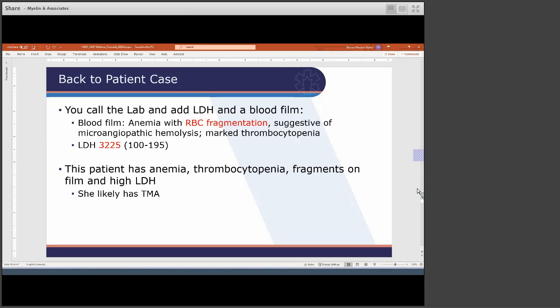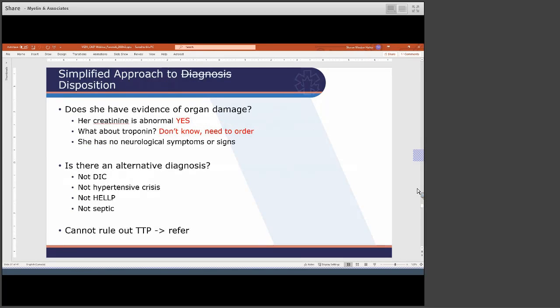Okay, so you call the lab, you add the LDH, you add a blood film, and the blood film comes back as anemia with red blood cell fragmentation, suggestive of microangiopathic hemolysis. And they, in fact, confirm that there is marked thrombocytopenia. LDH is grossly abnormal, 3,200. That's way more than your reference range. Remember, LDH has many reference ranges in different labs, so it's really, really important, when you're speaking to an outside consultant, to mention the range. Because some normal ranges can go up to 600. So 600 can be normal for your lab, but could be grossly abnormal, say, in my lab.